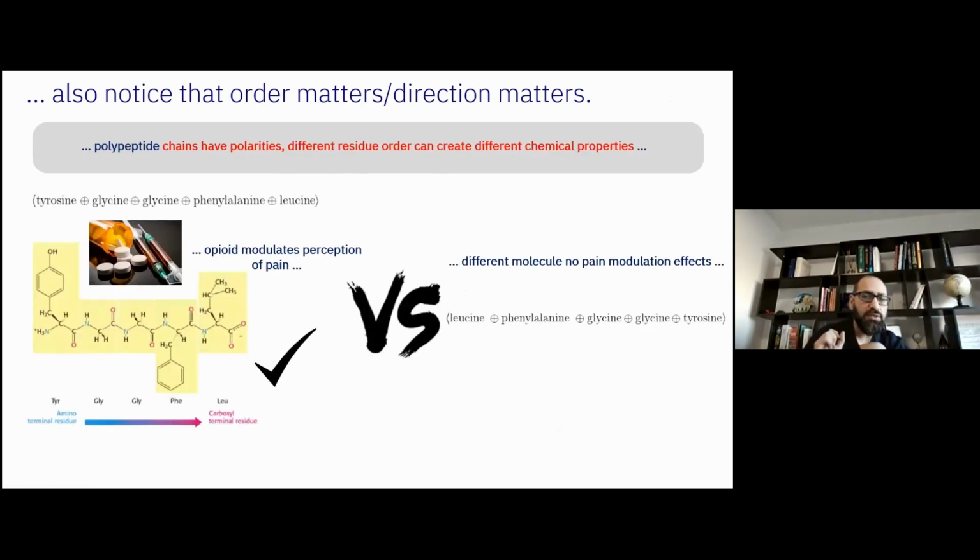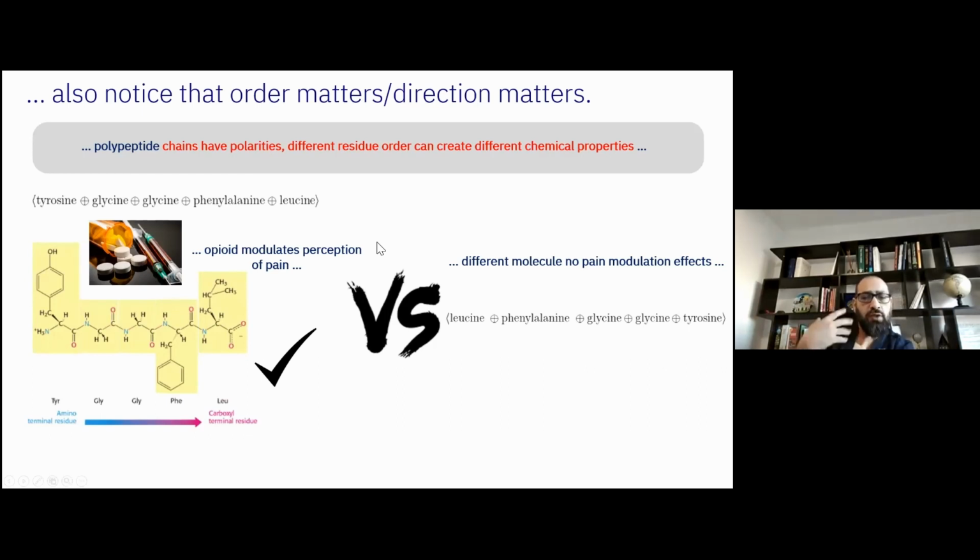What's really important to note here is that the order in which you chain things actually matters a lot. What I show you here on the left is an amino acid sequence of tyrosine, glycine, phenylalanine, and leucine. And that turns out to be an opioid that modulates pain. However, if you just change the order, going backwards, leucine, phenylalanine, glycine, tyrosine, then this is a different molecule, and we no longer know any pain modulation effects of it. So the order in which we chain those things actually matters.